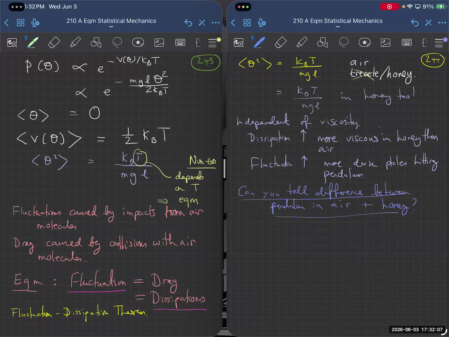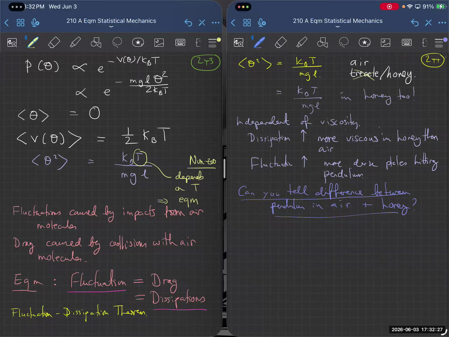Does anybody like to do a dance interpretation of what a pendulum would do in honey? Anyone? I did the air one. Anybody want to do the honey one? No takers? You're no fun. Okay, I'll do it.